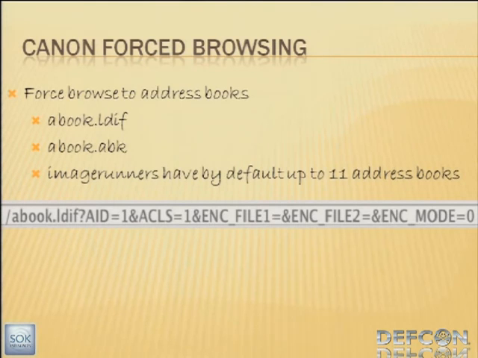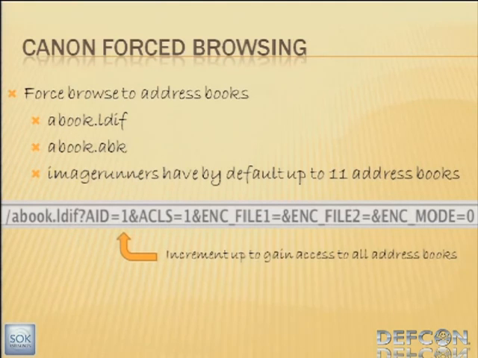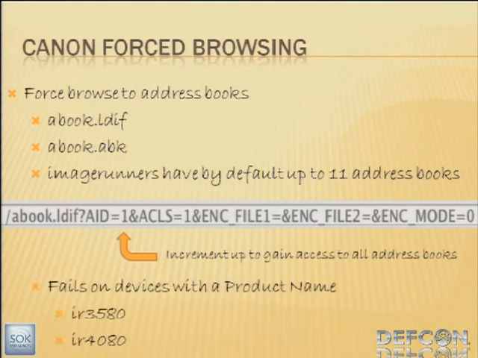But the first thing you have to do is have a valid cookie to be able to do this. So if you just type in this URL and point it to your imageRUNNER, it's going to fail because you don't have a valid cookie. Now, I didn't say an authenticated cookie, I said a valid cookie. So if you hit the home page on the printer, it will give you a valid cookie. And then enter this in, and it'll give you the first address book. If you increment the AID up 1 through 11, you can get each and every one of the address books. The data that typically comes off the address books is in plain text.